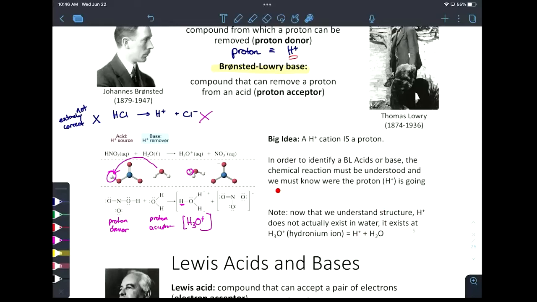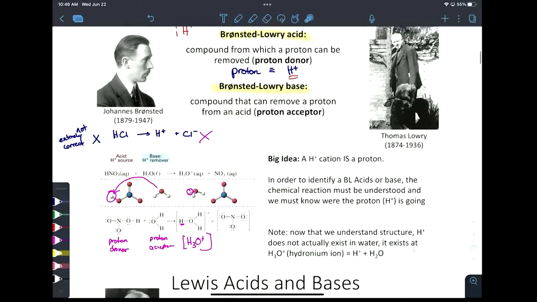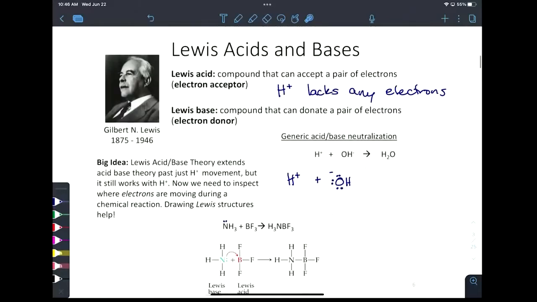All right, and so the big idea here with our Bronsted-Lowry definition is we need to know the formula, the structures, and see where that proton is going. Remember, proton just means hydrogen. Okay, let's do the last one.